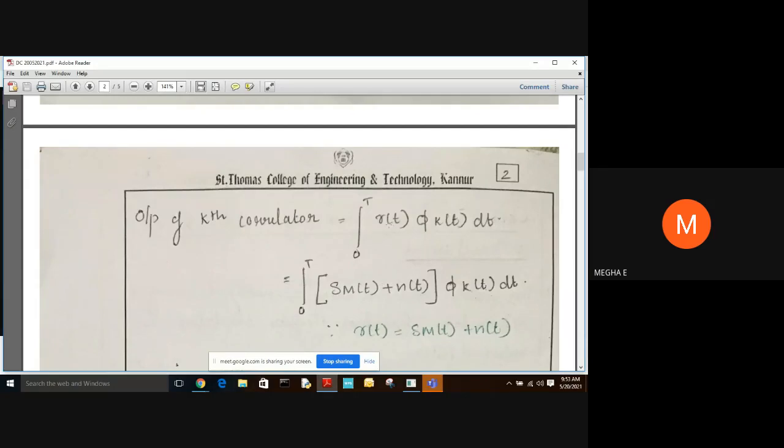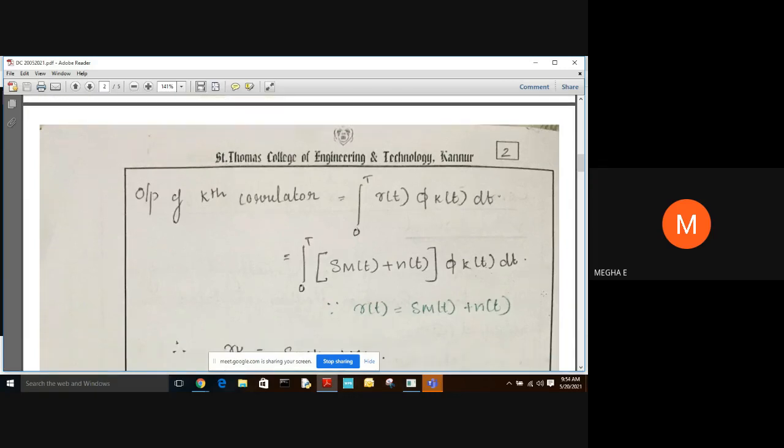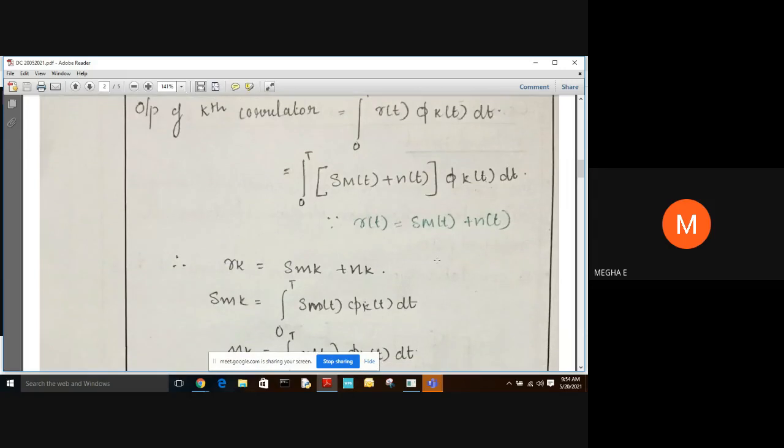We know that the received signal R of t is the transmitted signal plus additive white Gaussian noise added on. So the received signal R of t is nothing but the integral from 0 to T of Sm of t plus n of t into phi k of t dt. So substituting for R of t, we get this equation. And the kth received signal Rk can be represented as Smk plus Nk.